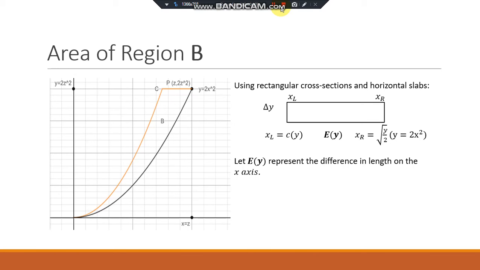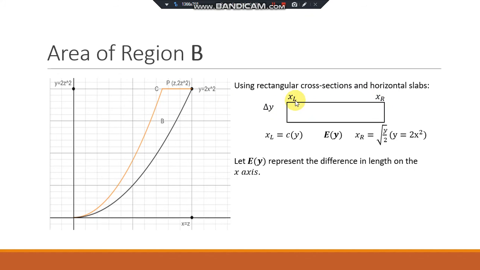So, to find the area of region B, the best method to use is the horizontal cross-sectional method because we'll need just one integral to calculate the area of the region. If we were to use vertical cross-sections, we'd need two separate integrals. In horizontal cross-section, the formula to calculate it is just the length of the slab taken from the region times the width. So the length is given by x right minus x left.